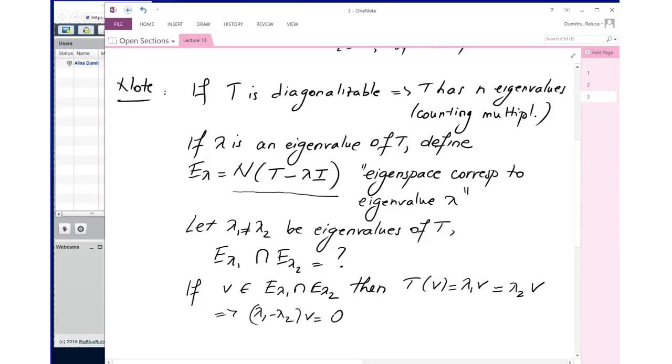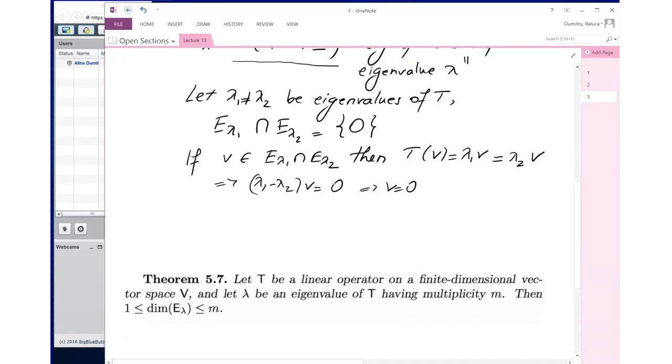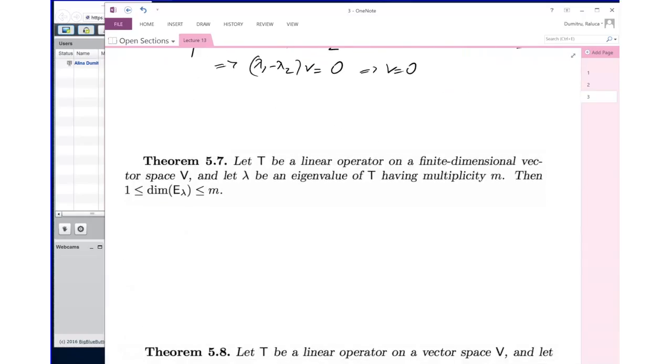Well, lambda 1 and lambda 2, we said they are distinct, right? So it can only happen if V is 0. Basically, those two things, eigenspaces, which are subspaces, by the way, and you can easily check this. I mean, you don't even have to check because they are null spaces, and we proved in general that every null space is a subspace, right? So each of them contains at least the 0 vector, but any two of them will only overlap in the 0 vector. Okay, keep going with this.